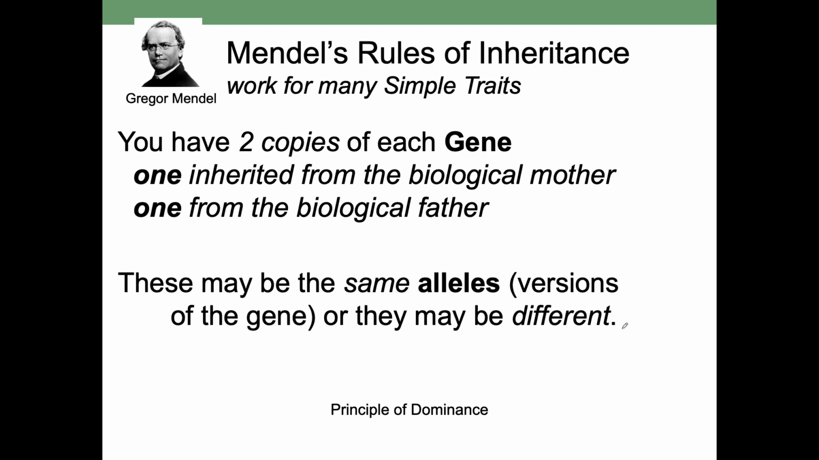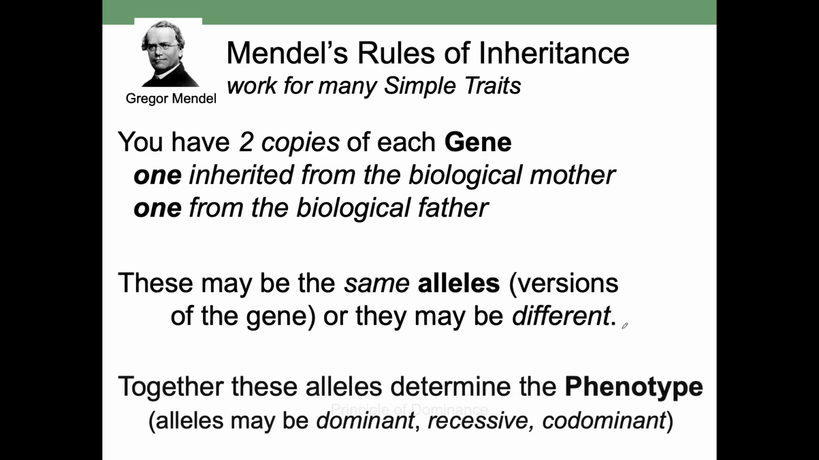And the third principle, which we've talked about but we didn't name as a principle, is the principle of dominance, which is that these alleles together determine the phenotype. If you have a dominant allele, it will always be expressed. If you have a recessive allele, it can only be expressed in the presence of a second recessive allele. It's masked by the presence of a dominant allele. Alleles can also be, unlike simple Mendelian traits, something called codominant, which we'll talk about in just a moment.